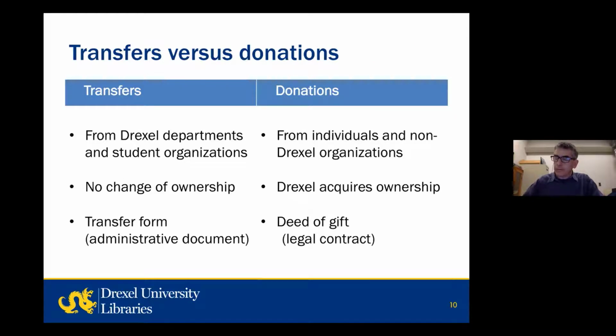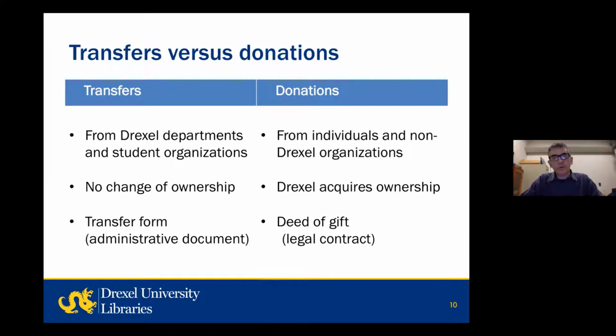At University Archives, our collecting falls into two categories: transfers and donations. We receive transfers of records from units that are considered part of the university's institutional structure, which includes both university departments and student organizations. And we receive collection donations from individuals acting as independent persons, whether they are Drexel employees, students, alums, or other people.